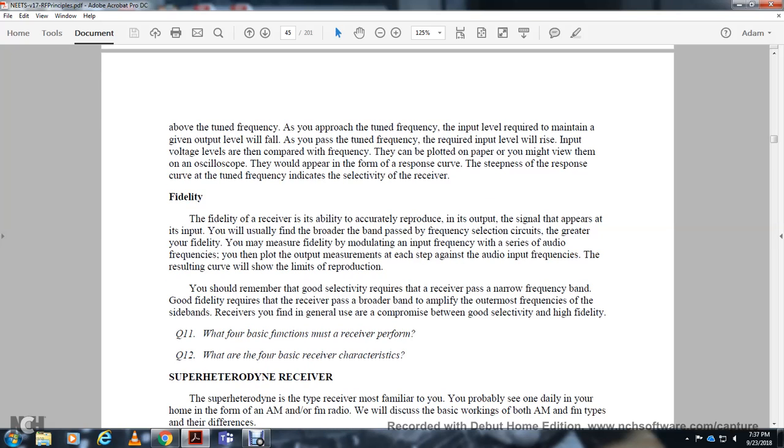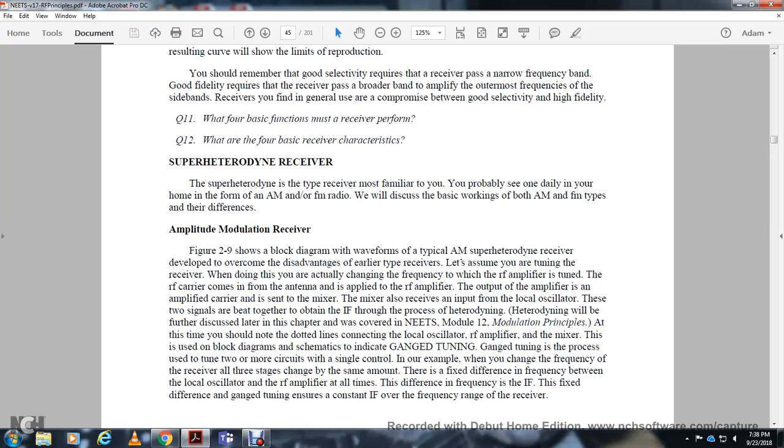Fidelity is the receiver's ability to accurately reproduce, in its output signal, the input signal. You usually find that the broader the band of the frequency selection circuits, the greater the fidelity. You may measure fidelity by modulating the input with a range of audio frequencies and measuring the output at each step. The resulting curve will show the limits of reproduction. You should remember that good selectivity requires a narrow frequency band, while good fidelity requires a broad band to amplify the outermost frequencies. Receiver design is therefore a compromise between good selectivity and high fidelity.